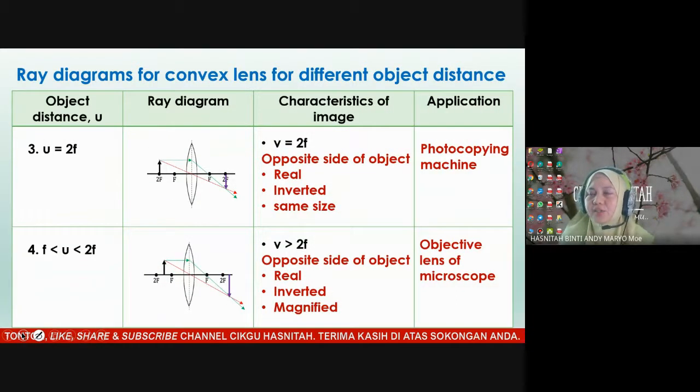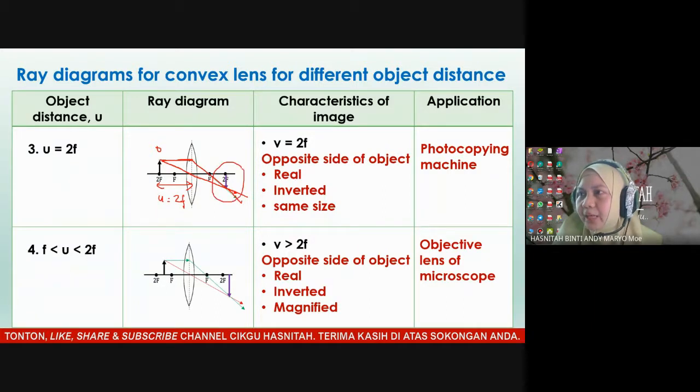Next, students, the object distance. Now u is exactly at 2f. This is our object, O. This is the object distance now. u is equal to 2f. So we can apply the first rule. The red line is the first rule, and this is the second rule, passing through F. So this is the intersecting point.